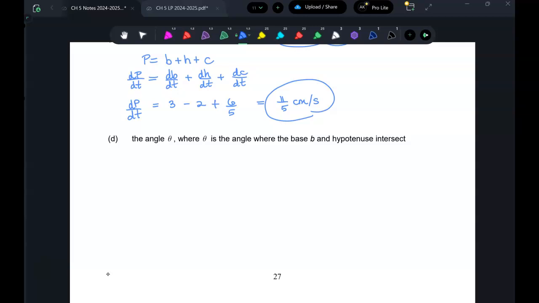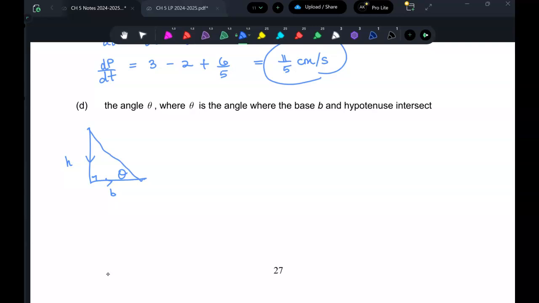Let's say theta is the angle where the base and the hypotenuse connect. Okay, so here again, here's our base, here's our height. We're talking about this angle. As this base is going out, this is going down. What do you think is happening to the angle? Yeah, it looks like it's going to be getting smaller. So if it gets smaller, hopefully we get a negative rate. What's the relationship now between those 3 parts? Tangents.